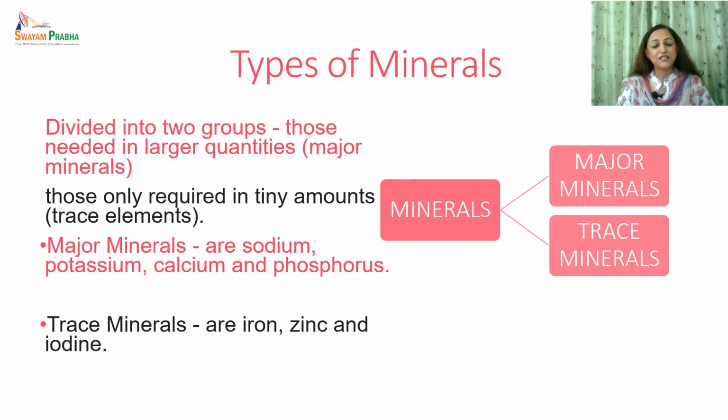Minerals can be divided into two groups. Those needed in larger quantities, we call major minerals, and those required in tiny amounts, we call trace elements or trace minerals. Major minerals are, for example, sodium, potassium, calcium, and phosphorus, and trace minerals are iron, zinc, and iodine.